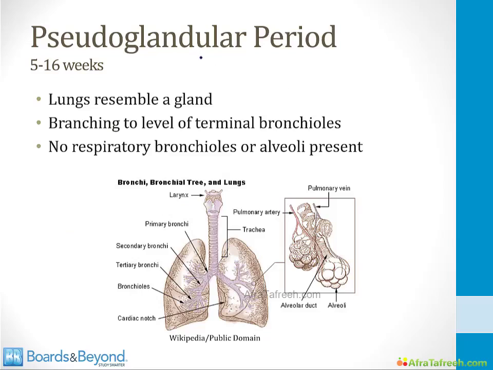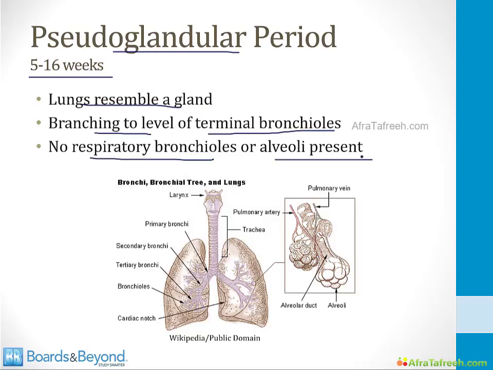Okay, so now that we understand that, we can talk about the 4 phases of lung development. The first phase, as I told you before, is called the pseudoglandular phase. This occurs between 5 and 16 weeks in utero, and this phase gets its name because the lungs resemble a gland, therefore pseudoglandular. During this phase of lung development, the trachea and the bronchi are branching all the way down to the level of the terminal bronchioles.